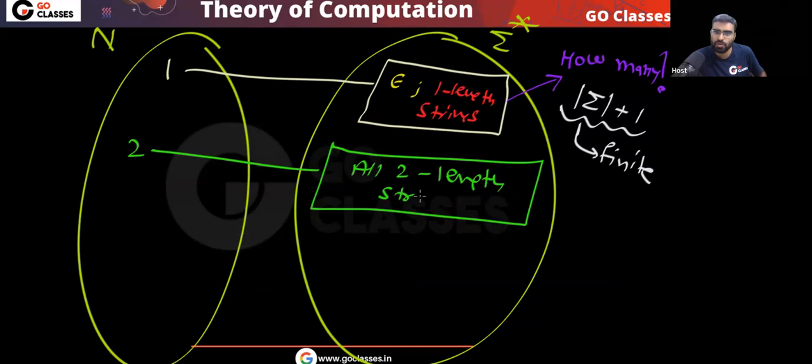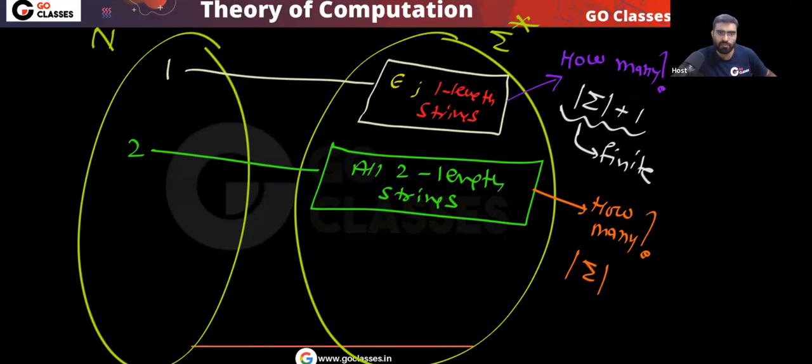All 2 length strings you will assign. How many are there? Tell me, how many? All 2 length strings you will assign. But how many are there? That is cardinality of sigma multiplied by cardinality of sigma. That is cardinality of sigma whole square. Yes or no? Cardinality of sigma whole square.